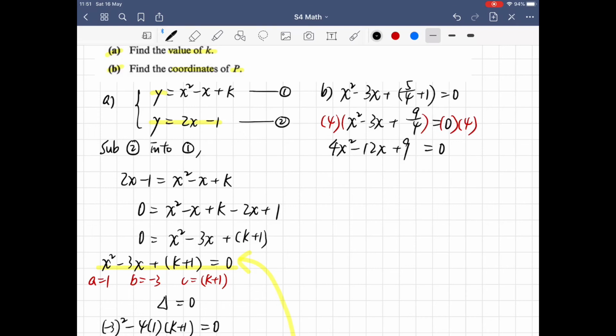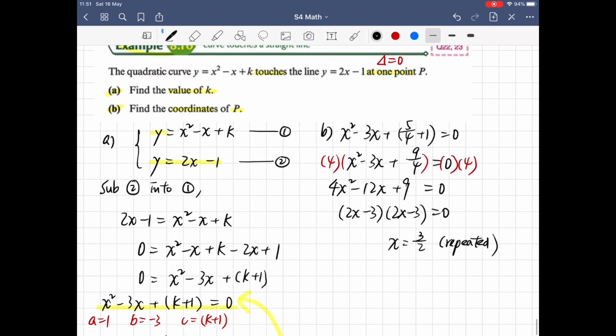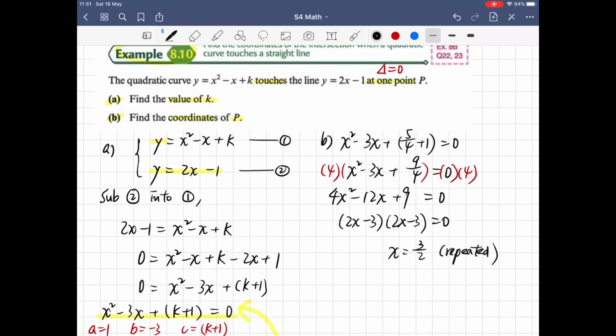Then we can solve this quadratic equation, and we have 2x minus 3 equals 0. We know that x equals 3 over 2, and this is repeated. So we calculate one value for x, and this is consistent with the information from the question, that is, they intersect at one point.